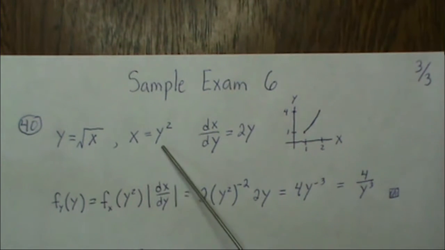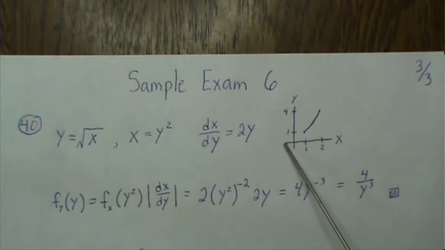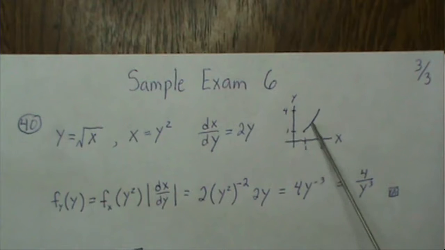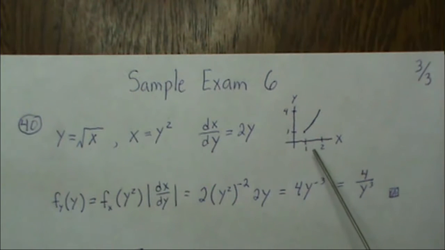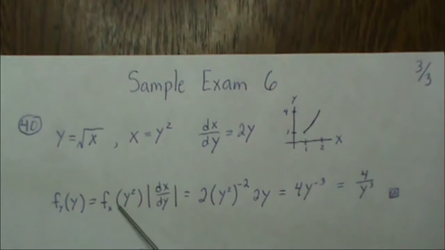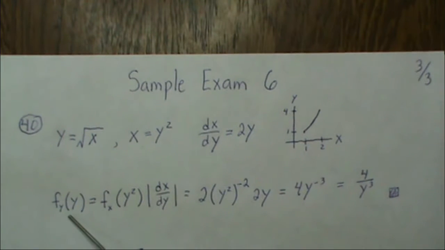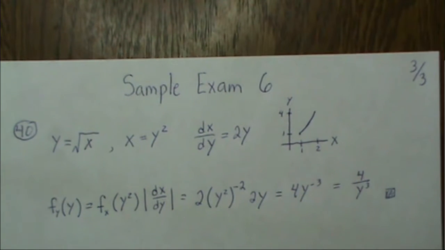So if this were to go over a bigger range and end up coming back up, then it's not a 1-to-1 function, and you have to use different techniques to find this density. But since this is a 1-to-1 function over this region, this is just simply the formula. The density of y is f of x, where you plug in y squared, and then you multiply by the absolute value of the Jacobian, which is a determinant. Anyway, that deals with the shape of the distribution of this transformation. But you plug in the numbers and you get 4 over y cubed.